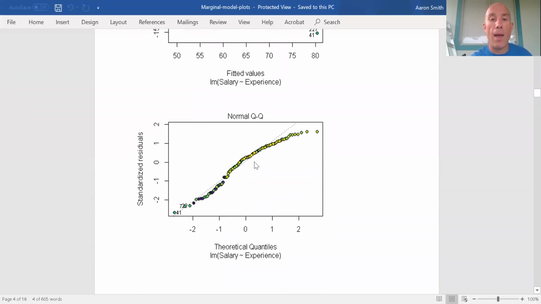Now, I'm looking at the normal QQ plot, and it looks like I'm not going to have a normal distribution. So this tells me I would have to dig in deeper and look at the histogram. This is probably enough that I wouldn't really want to trust the p-values off of this.